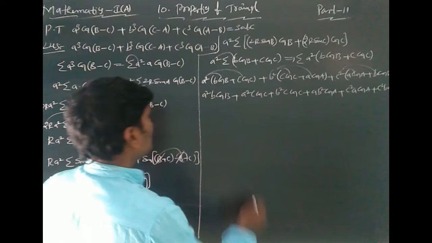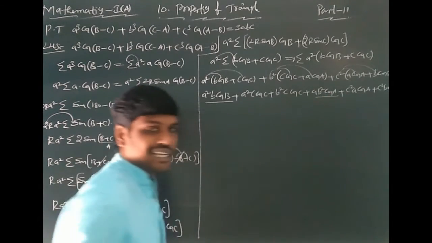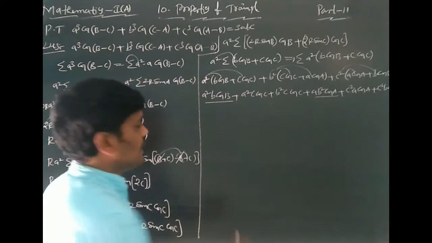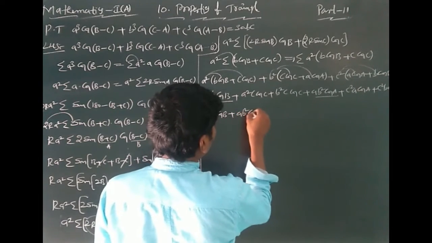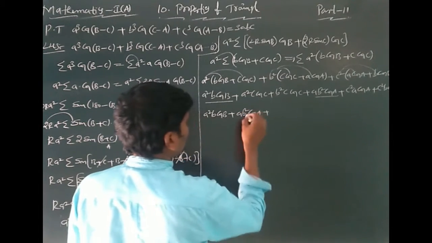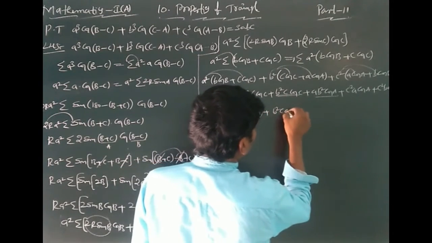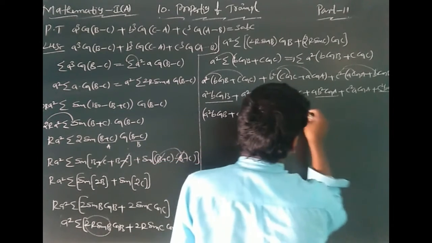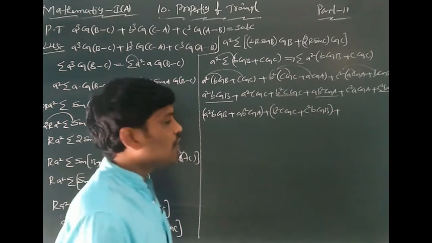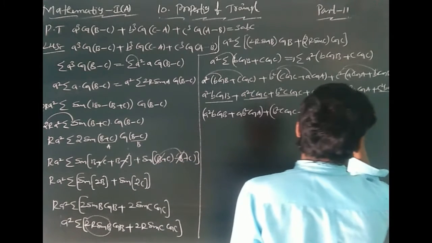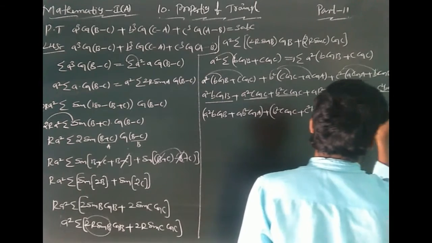Here in these terms you can take common. Here a square b cos b is there. Here ab square cos a is there. These 2 terms you can take ab common. First we can write one way: a square b cos b and ab square cos a. Next term is what here? b square c cos c plus c square b cos b. This is the second way. After that remain what? a square c cos c plus c square a cos a. This is the third way.